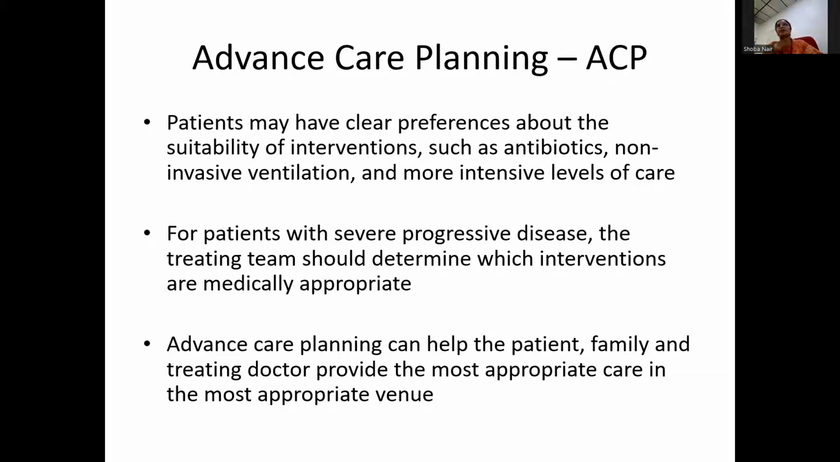It is our prerogative to decide which is suitable or not, but we always take a joint decision. We talk to the relatives and convince them that this is futile and you wouldn't want to go that way. Most of the patients' relatives agree, but some of them do not, and it's very difficult to brush them aside and say this is what we're going to do. Advanced care planning can help the patient, family, and treating doctor provide the most appropriate care in the most appropriate venue. That means, okay, I don't want to come to the hospital, I want to be at home, etc. Next slide.